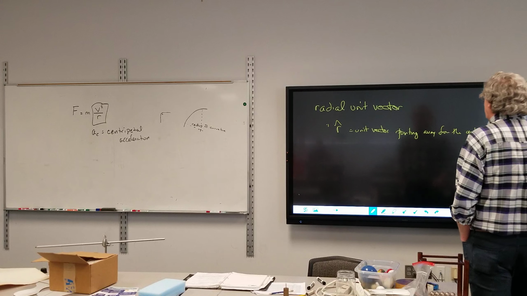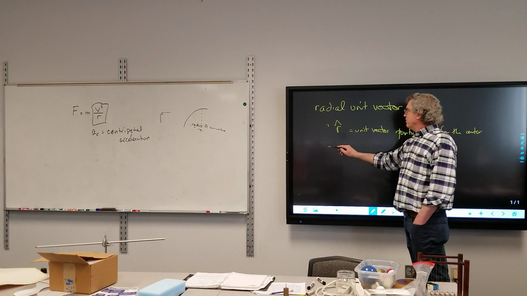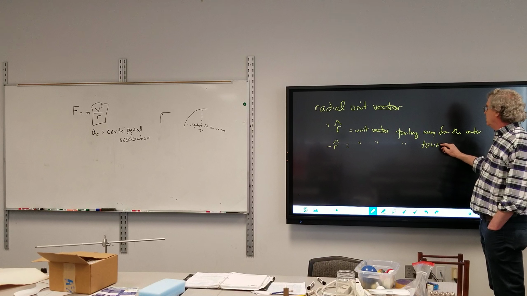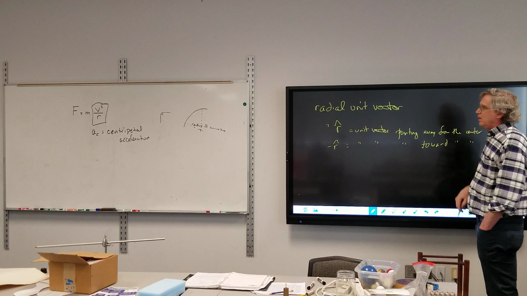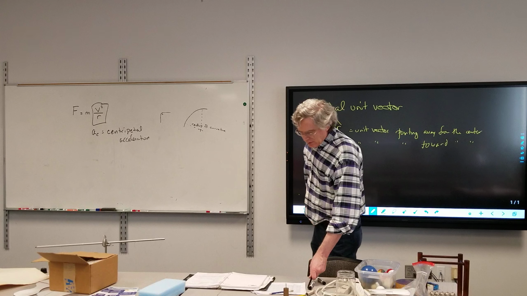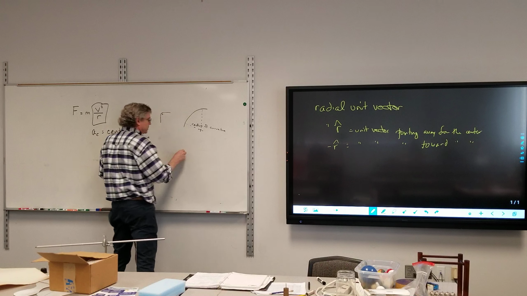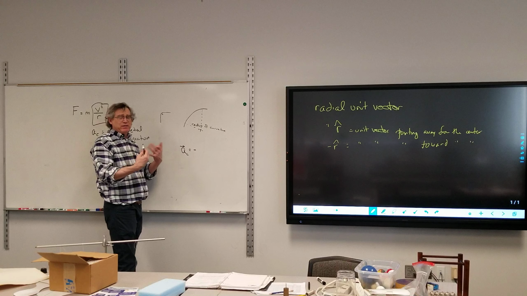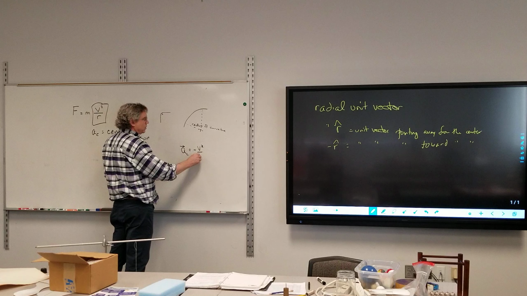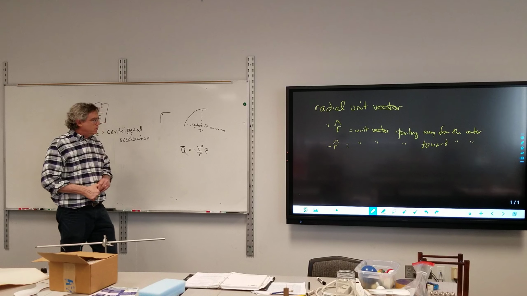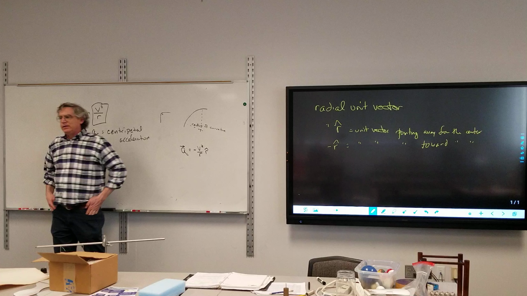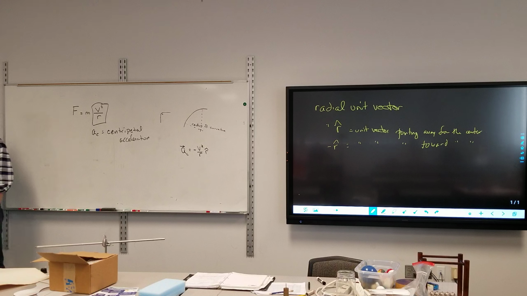A negative. So R hat is a unit vector pointing away from the center, negative R hat, unit vector pointing toward the center. And so officially, we would write this as centripetal acceleration is equal to, and you stick the negative up front, v squared over r, times r hat. So the direction is the negative up front combined with the r hat at the end. And that means toward the center.